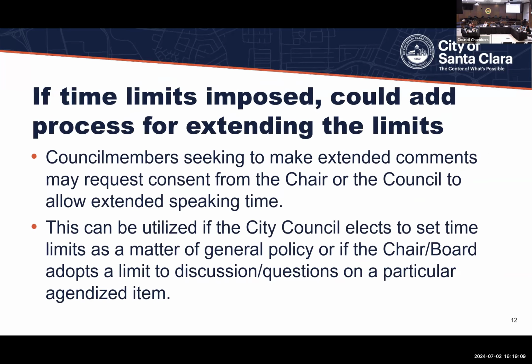Next slide. If in fact you do propose time limits, there could be some accommodation made to allow for more extended comments. A person who's come up against their time limit could ask the chair for an extension of their time period in order to allow them to complete their comments. Next slide.